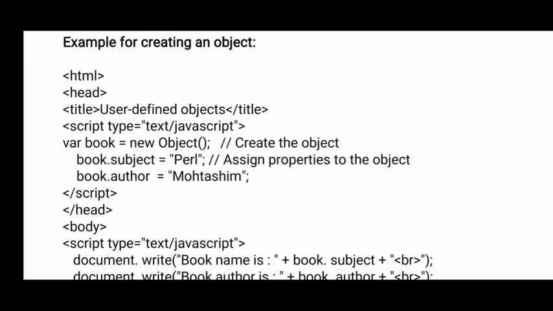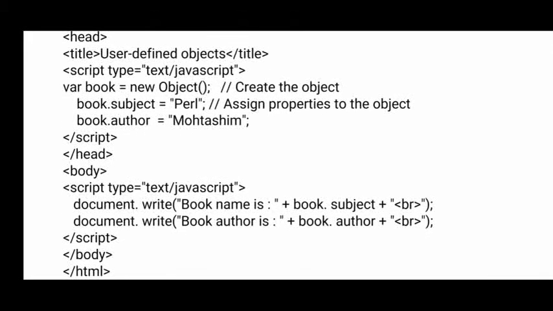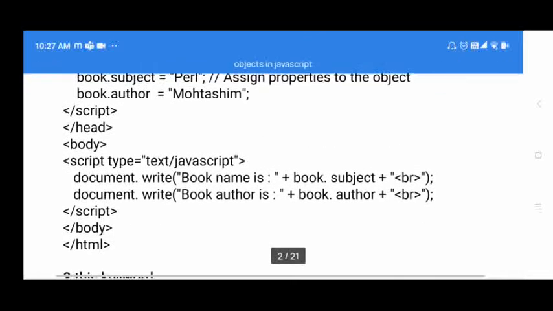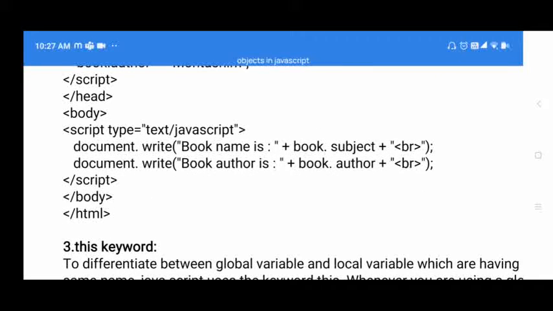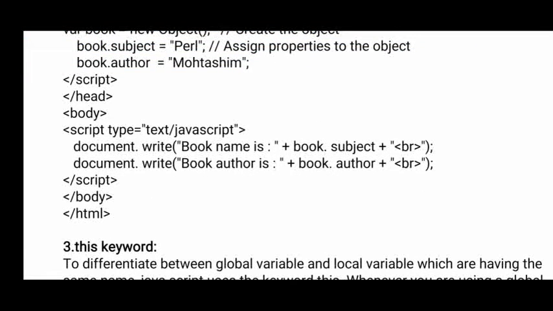Now after creating the object, we are adding some properties to the object. How are we adding? book.subject equals Perl. So in the book object what are we storing? Subject, and what is the value of that subject? Perl programming. Now the next one is book.author. Book is an object, author is a property. What is the value of that property? Here I have given Mohtasim as the value of that property. Now in the body section I am printing book.subject and book.author, whatever value is there gets printed. Okay, so this is about a user defined object.